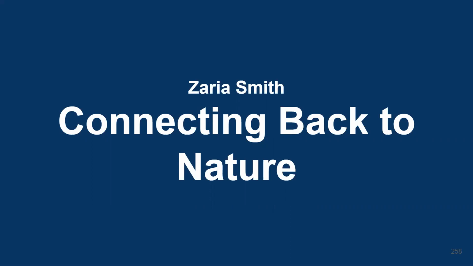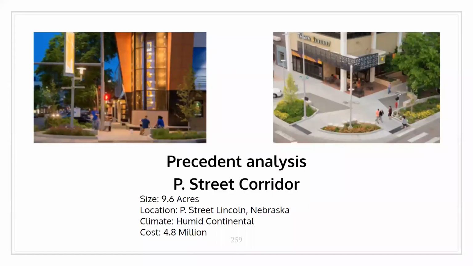So we're here. All right, I'm Zaria, and this is my project called Connecting Back to Nature. First, my precedent analysis was on the Pre-Street corridor in Nebraska. The reason I chose it is because they also had the same problem at night. Nobody would really go there and it would be kind of dead, and the only reason it would be visited is because people live there. It's the same thing that's happening in Warren County, because at a certain time of day the only people there are the people that live there, and there's not really stuff going on besides the traffic, because it's a highway.